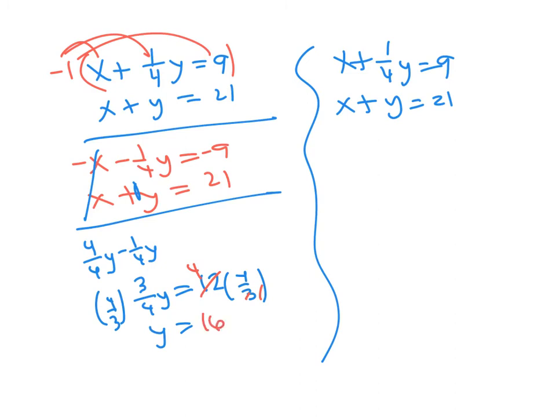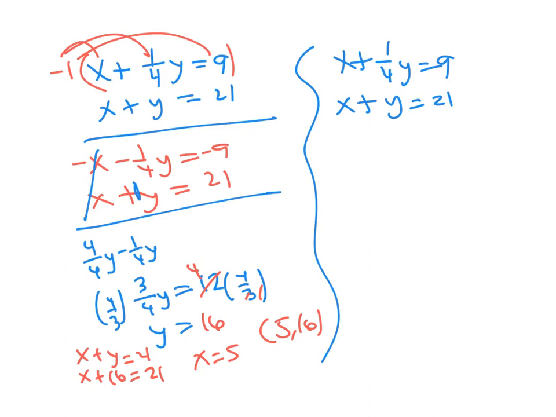Now for the sake of ease, I'm going to plug it into the second equation. So I have x plus y equals 21. So it's going to be x plus 16 equals 21. So when I subtract 16 on both sides, I'm going to get x equals 5. So your answer would be 5, 16.